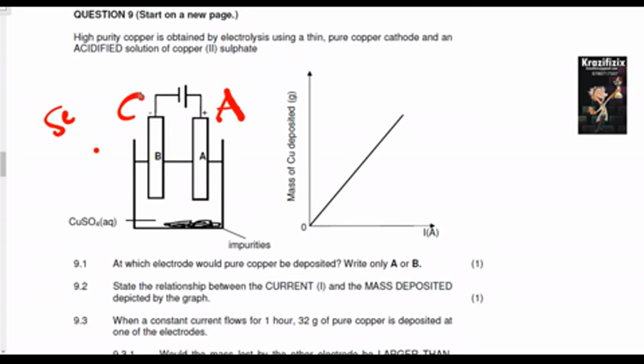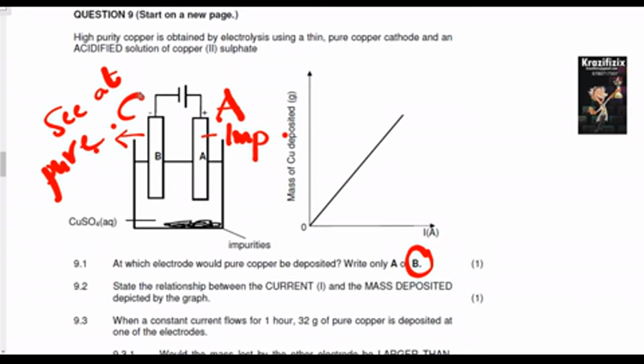Remember, we see at C. All right. So this is the cathode. This must therefore be our pure. You know, we can analyze this even before we answer, and this is going to be our impure. All right. Let's see. At which electrode will pure copper be deposited? We've already answered that. B.